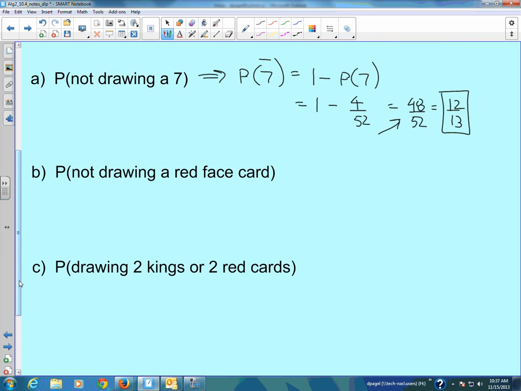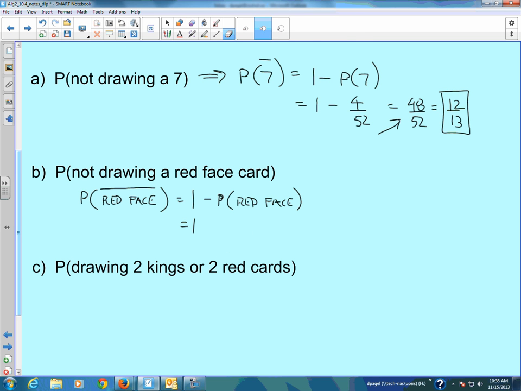Probability of not drawing a red face card. Again, my notation would be probability of a red face card. I'm looking for the complement of that, which would be 1 minus the probability of drawing a red face card. All right. Red face cards.